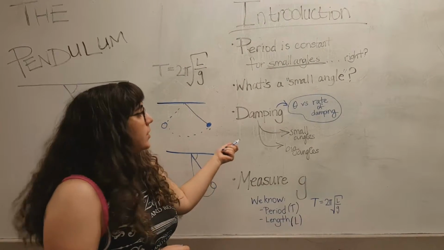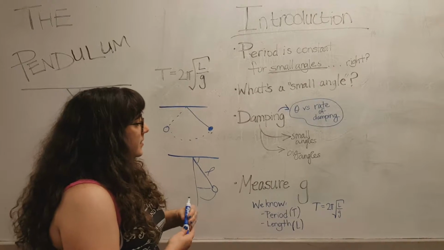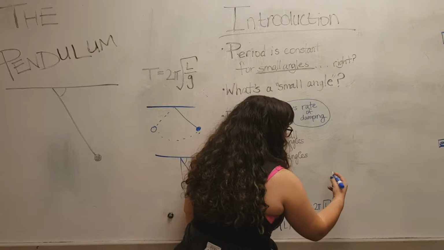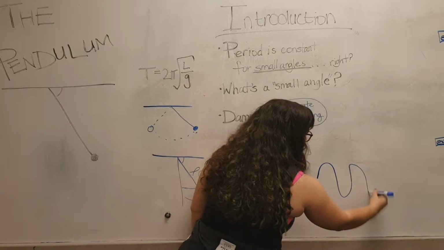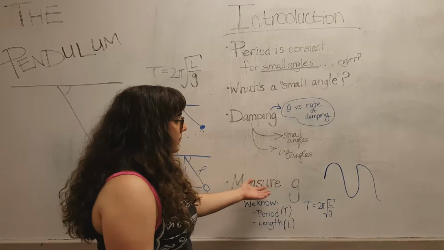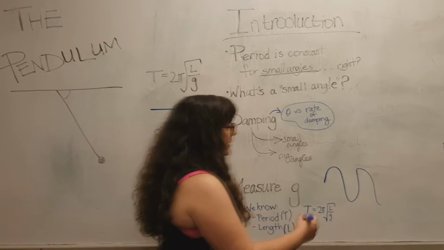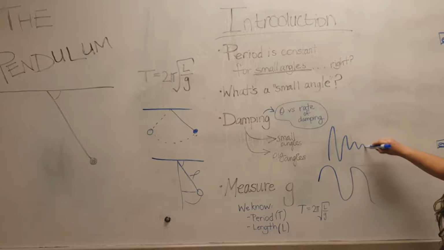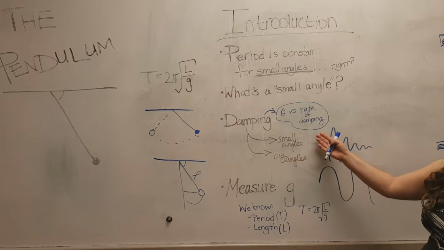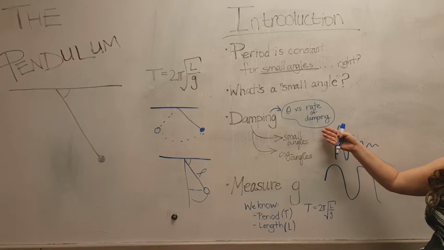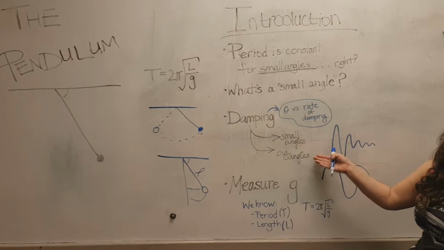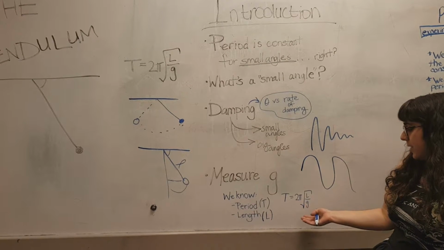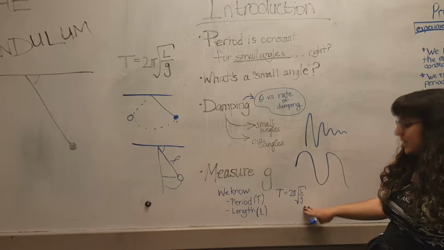Another idea that we're going to explore is damping, and what that is in real life, pendulums don't move in like a perfect sine or cosine wave. They actually will kind of slow down over time, and we're going to be seeing if the damping is faster in bigger angles or smaller angles. And another thing that we'll be exploring today is measuring G.